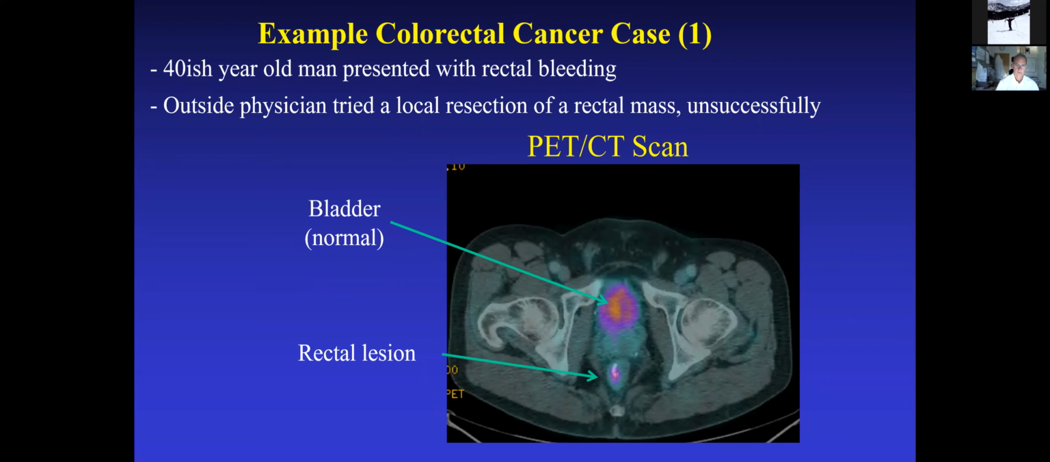And what we did, this patient had some symptoms, and when he was having a bowel movement, he'd have bleeding. So we did what's called a PET scan, where we use radioactive sugar to see where cells are burning sugar. And it's eliminated in the bladder, so we expect to see this, but we should not see this. So this was certainly abnormal.